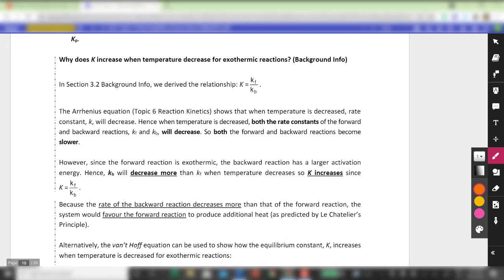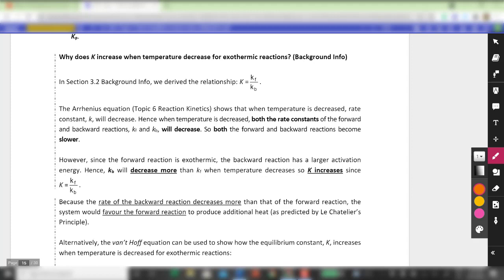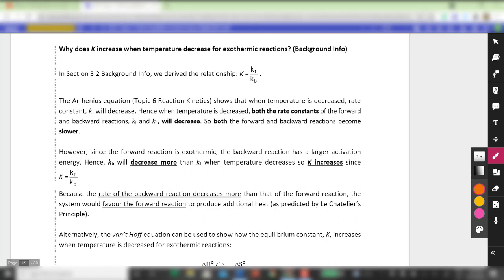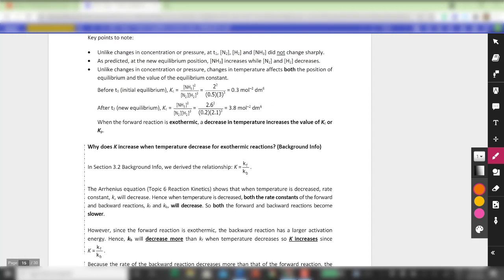Over here, there is a little bit of background information for you to understand what exactly is happening here. I'll spend a little bit of time explaining this, but the bulk of it has to do with the Arrhenius equation. Let me explain this using the example from earlier on, the Haber process, based on our understanding of the Arrhenius equation.